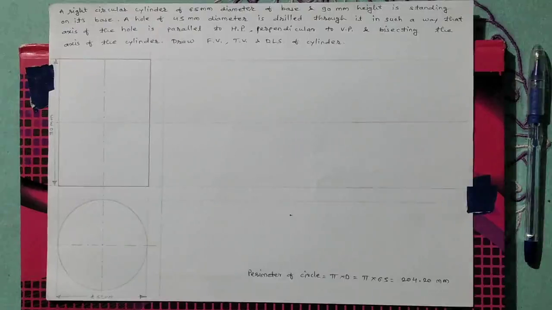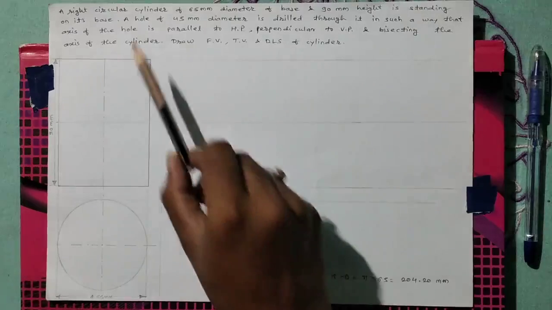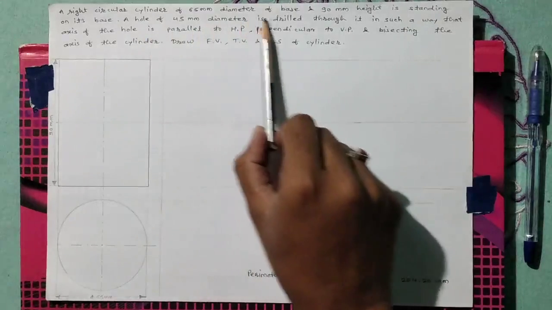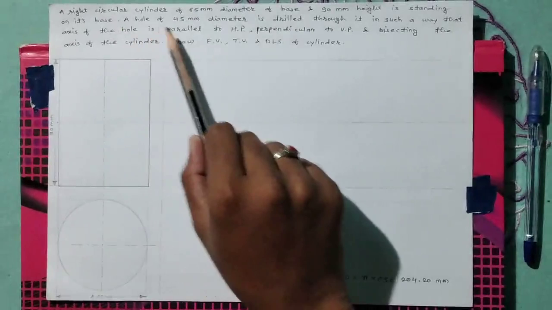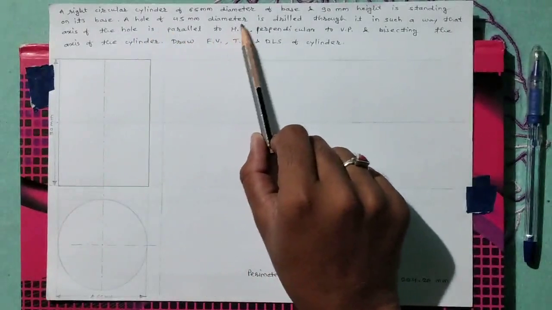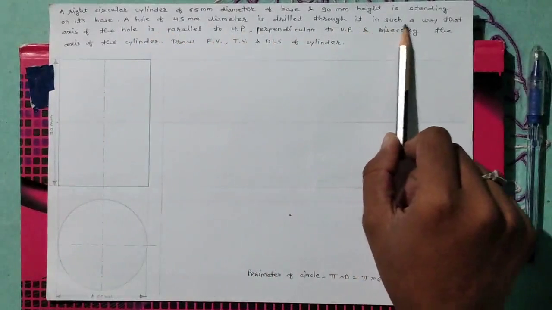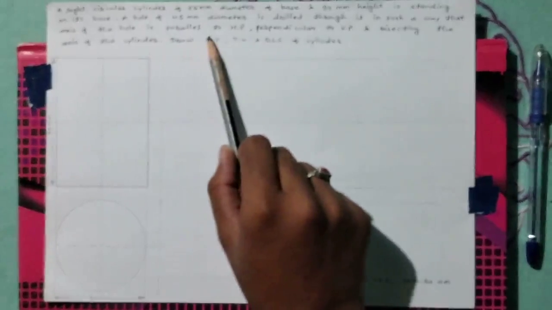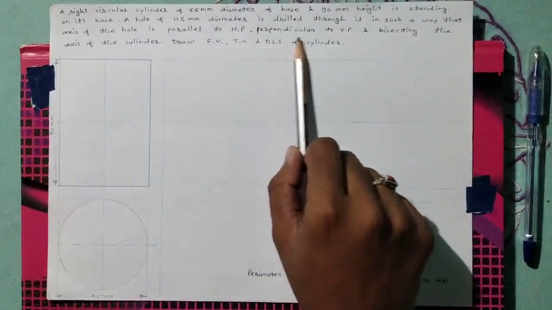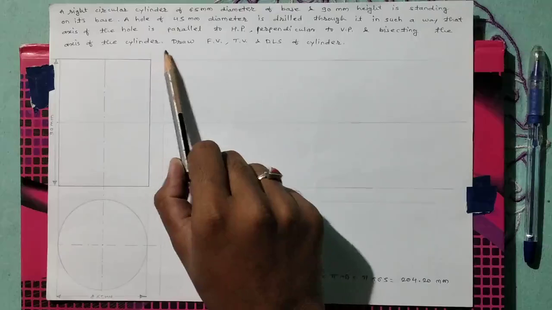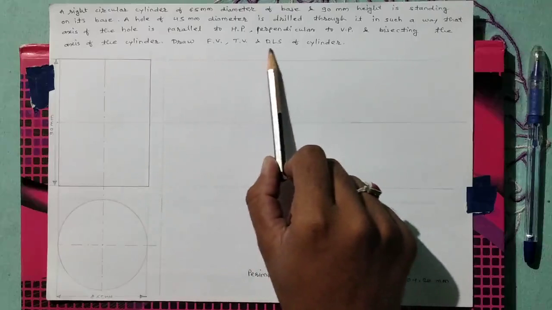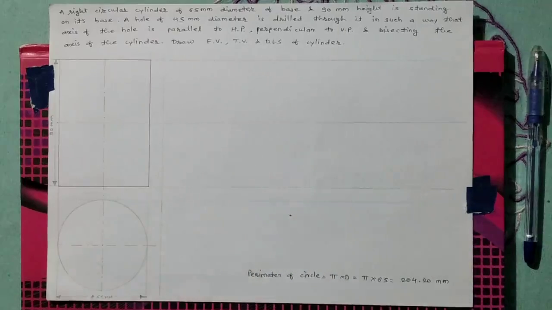Hello friends, today we are going to see the problem of development. A right circular cylinder of 65 mm diameter of base and 90 mm height is standing on its base. A hole of 45 mm diameter is drilled through it in such a way that the axis of the hole is parallel to the horizontal plane, perpendicular to the vertical plane, and bisecting the axis of the cylinder. Draw the front view, top view, and development of lateral surfaces of the cylinder.